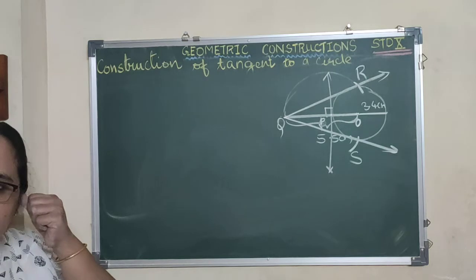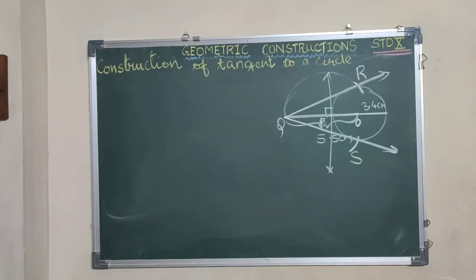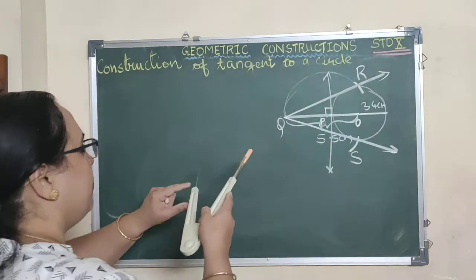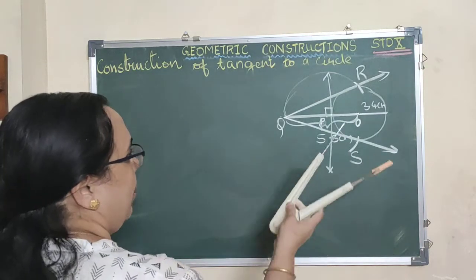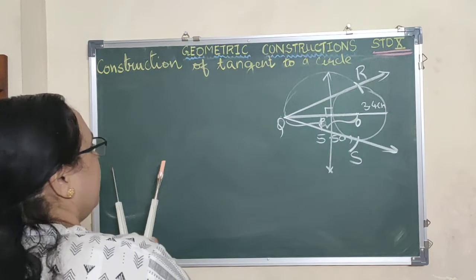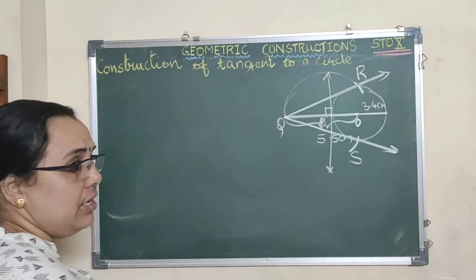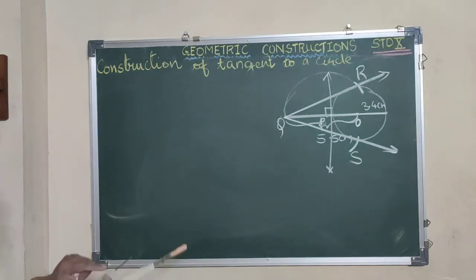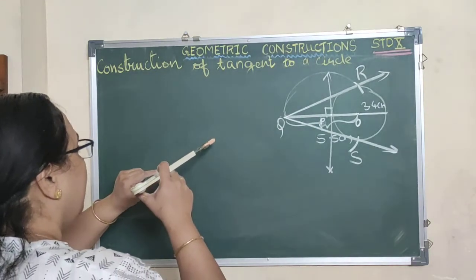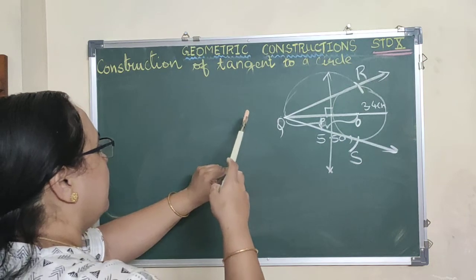So let us start. Draw the circle with 3.4 centimeter, keeping in mind this distance what we want. See children, we can do it this side or we can do that side. It is either way one and the same. So it is up to you however you feel comfortable. So here I draw the circle.